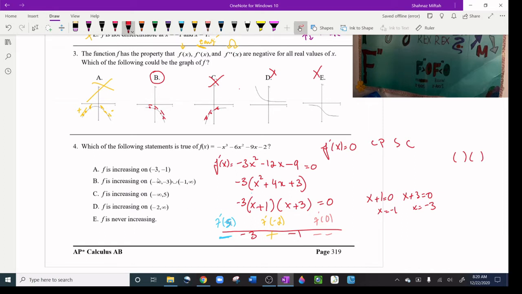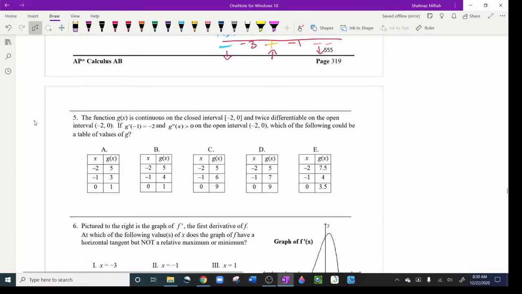They said f is increasing on negative 3 to negative 1. Yes, that's true. Look, it's positive sign, then it's increasing, that's increasing, that's decreasing, and that's decreasing. This is the only one increasing. Then it says f is increasing on this, no. F is increasing on that, no. F is increasing on negative 2 and infinity, no. I think A is the answer for that. Question.